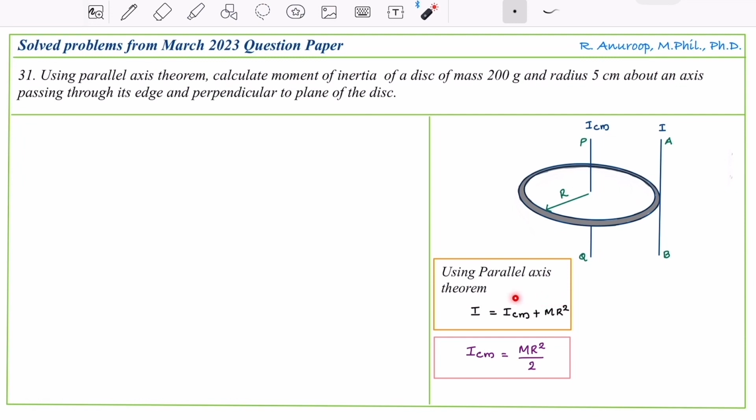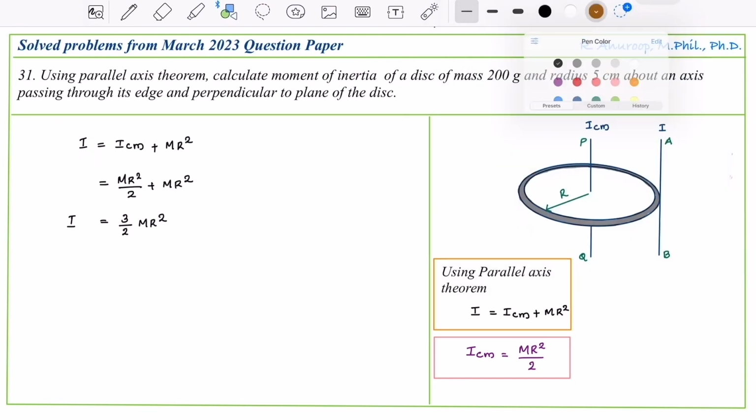Now using parallel axis theorem, the moment of inertia about AB is equal to the moment of inertia about PQ, that is ICM plus MR square. That is I is equal to ICM plus MR square. Now for a disk, ICM is equal to MR square by 2. Therefore, I is equal to MR square by 2 plus MR square, that is 3 by 2 MR square. This is the expression for the moment of inertia about AB.